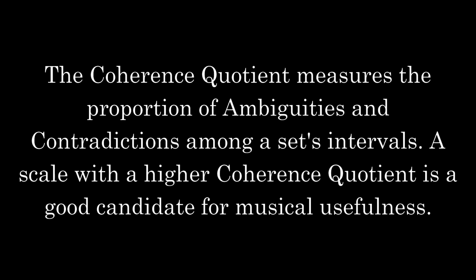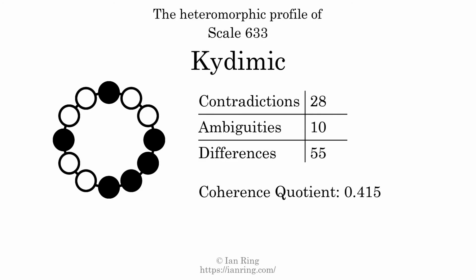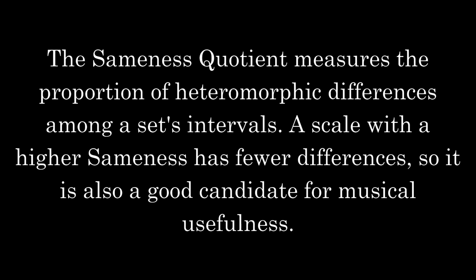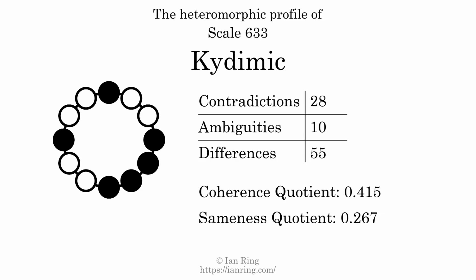The coherence quotient measures the proportion of ambiguities and contradictions among a set's intervals. A scale with a higher coherence quotient is a good candidate for musical usefulness. The coherence quotient is 0.415. The sameness quotient measures the proportion of heteromorphic differences among a set's intervals. A scale with a higher sameness has fewer differences, so it is also a good candidate for musical usefulness. The sameness quotient is 0.267.